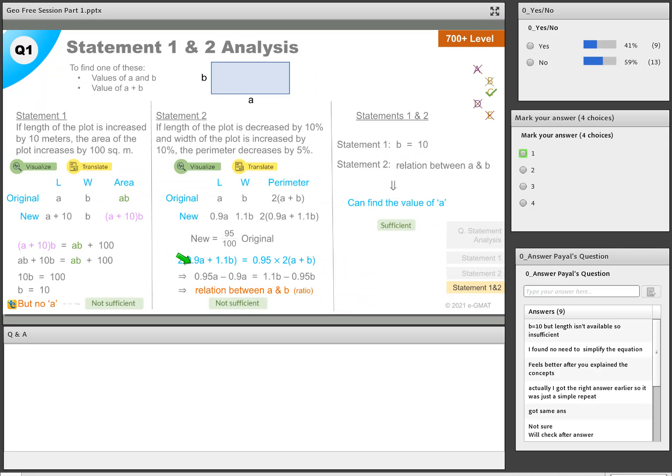Okay, so now let's come to the fact that statement 1 is not sufficient, right? Because it doesn't give you any value of a. Statement 2 is not sufficient because it just gives you an equation, a ratio of a and b, right? But when you combine both statements, that's when you get the value of a as well. You have a and b, which means that both the statements together are sufficient.